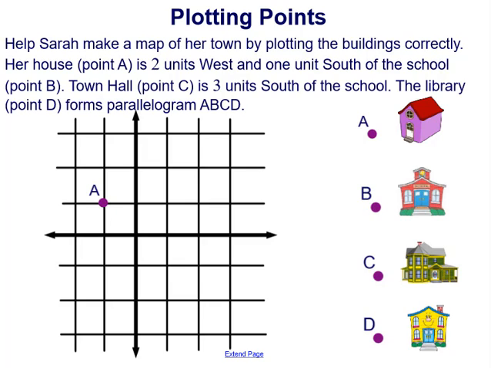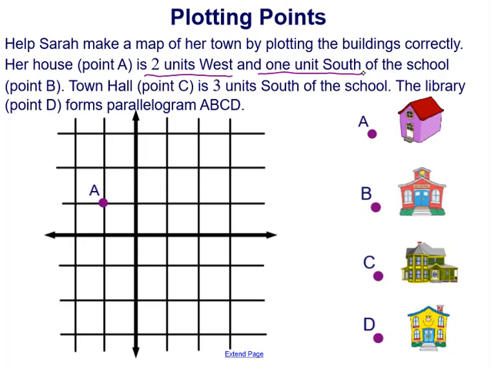First, Sarah's house is already plotted for us. It's point A. So that's right here. Now, the next piece of information we're told is that her house, point A, is 2 units west and 1 unit south of the school, point B.